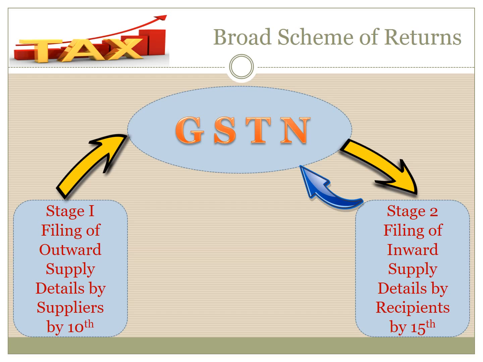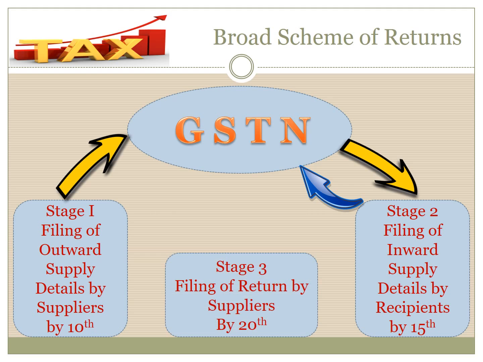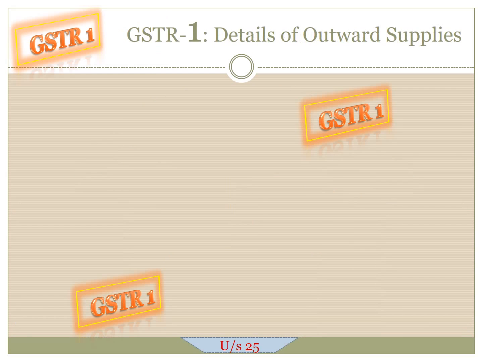The supplier then gets a copy of the changes suggested by the recipient with an option to accept or reject the same. In the third stage, the suppliers and recipients will be ready to file their respective monthly returns. The data would have been pre-filled due to the successful completion of the first two stages. The return will be filed with taxes due or refund claims, if any, by 20th. In the following few minutes, we will discuss requirements of filing returns for each of these categories of persons.